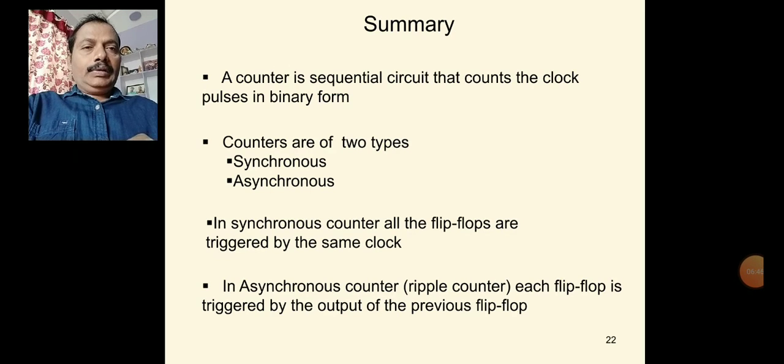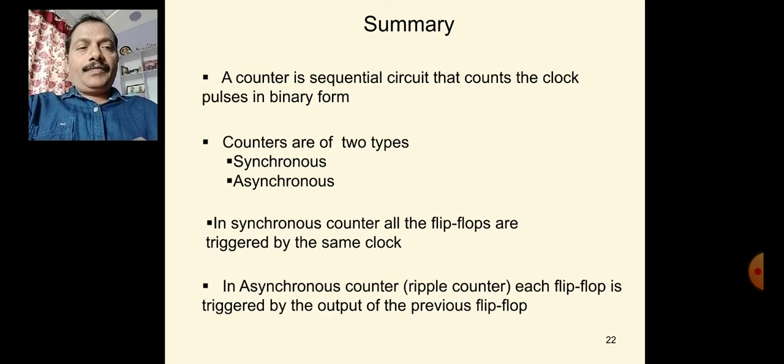Now, we have discussed asynchronous counters in the classification of counters. In synchronous counters, all the flip-flops receive the same clock pulse. In asynchronous counters, the first flip-flop receives the main clock, and all other succeeding flip-flops take the clock input from the previous flip-flops' outputs. So that is the asynchronous counter.